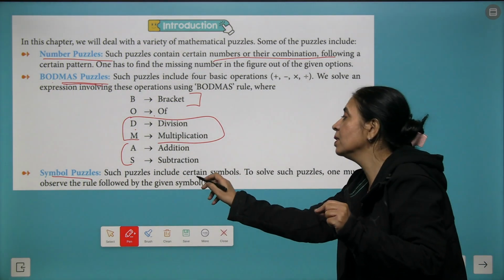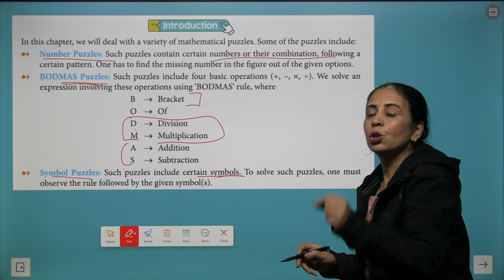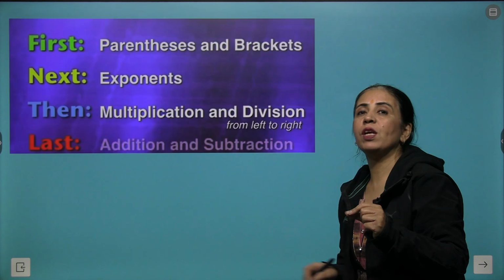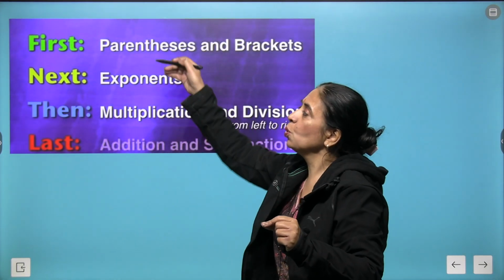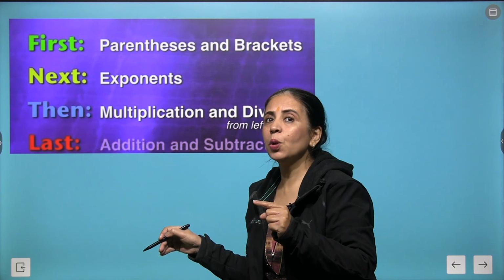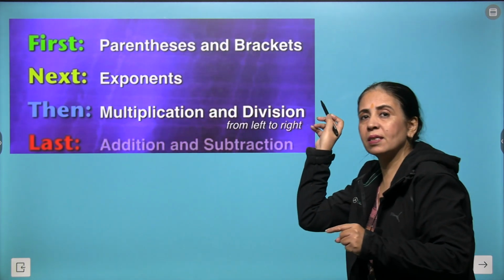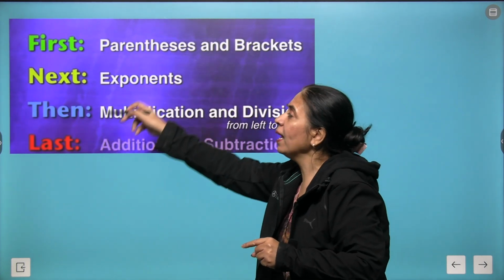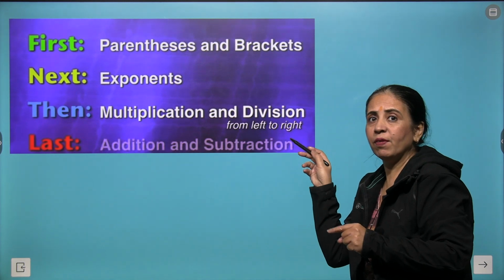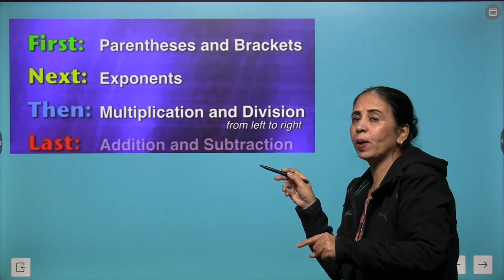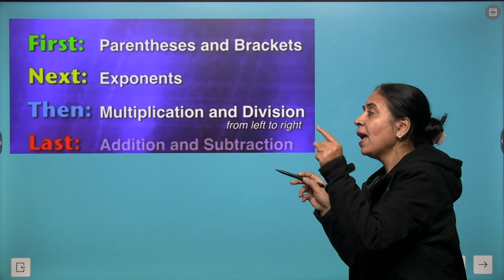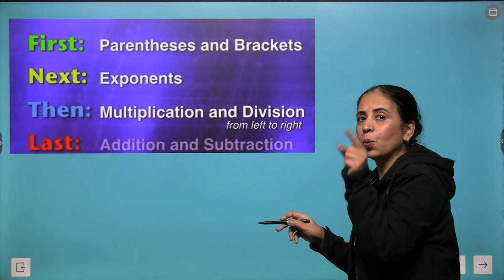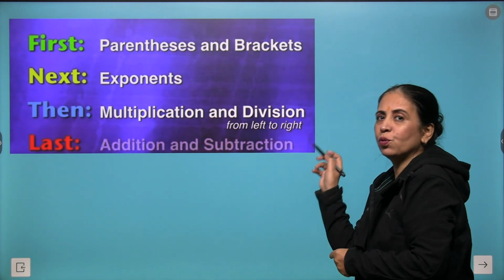In symbol puzzles, we use certain symbols to represent any mathematical operation and then we solve the questions. So don't forget the rule. First thing you need to solve is parenthesis, that means brackets, and it is followed by exponents. Then we have multiplication and division. Don't forget, if they come together, you have to move from left to right. And then last is addition and subtraction. Again, do not forget to move from left to right.